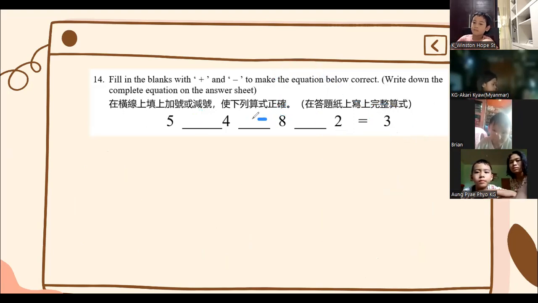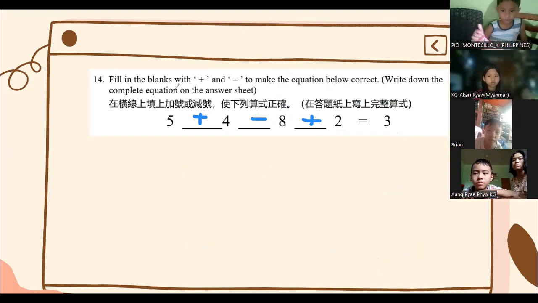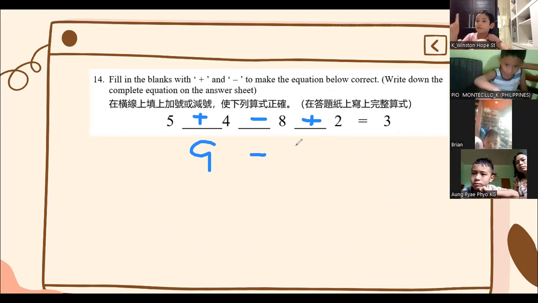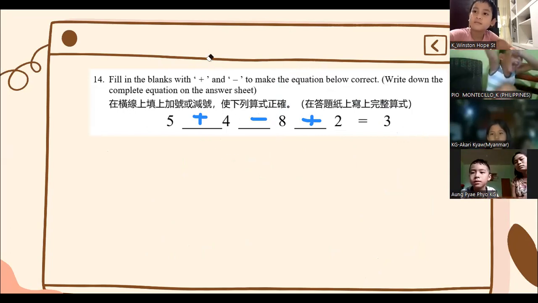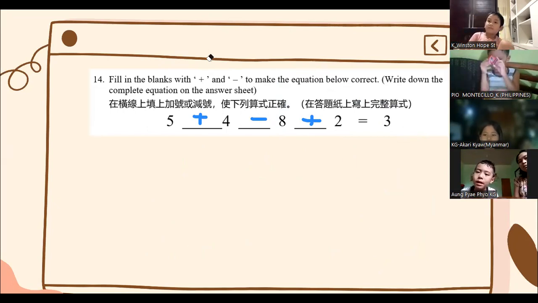If we put the minus here and then this is all plus, let's see if this is going to be equal to 3. Yes, so 5 plus 4, that is 9, minus 8 plus 2. We can do the solution wherein you add all of the positive numbers first and then the negative numbers as well, just to avoid the confusion.